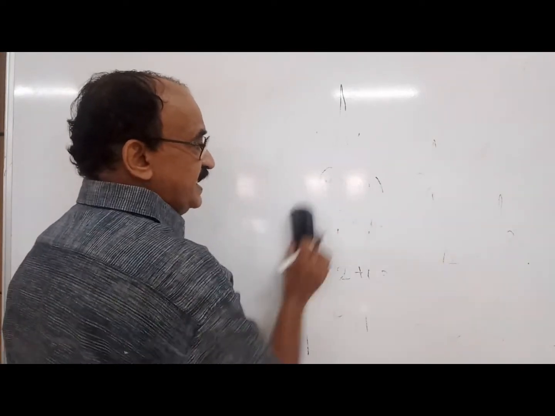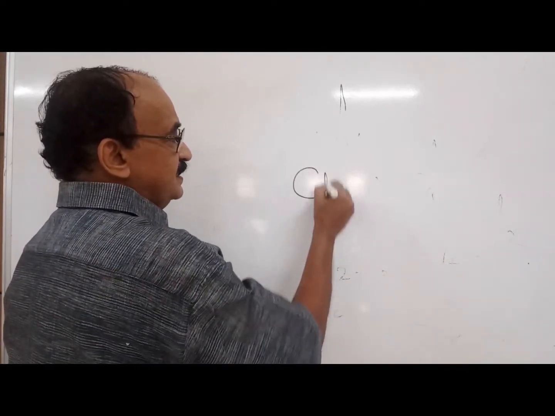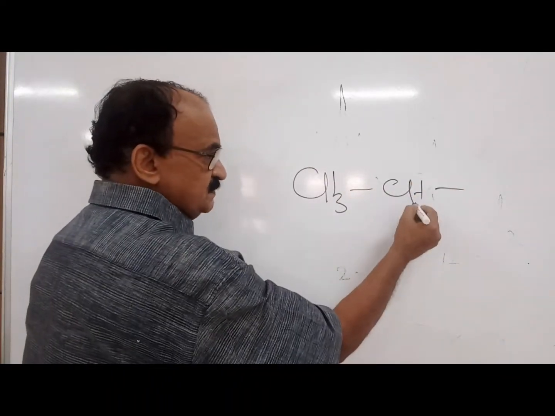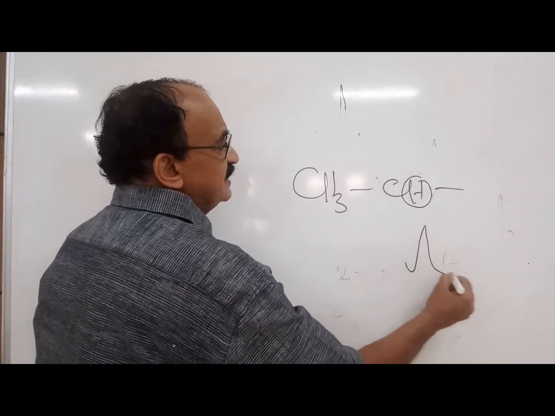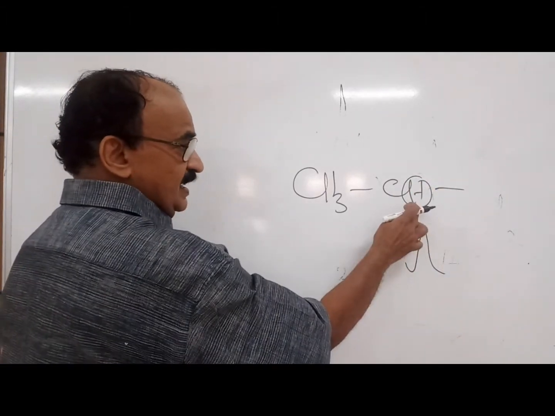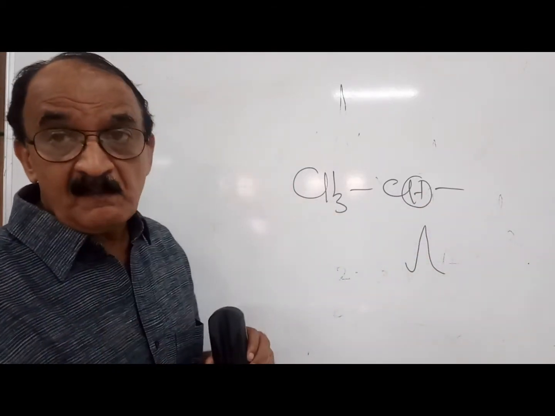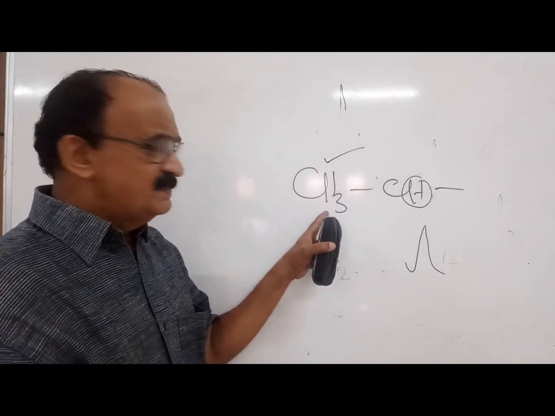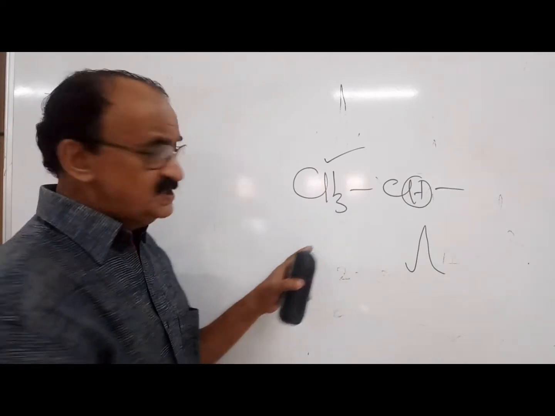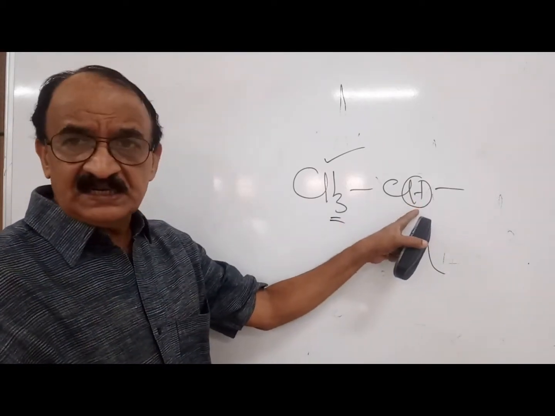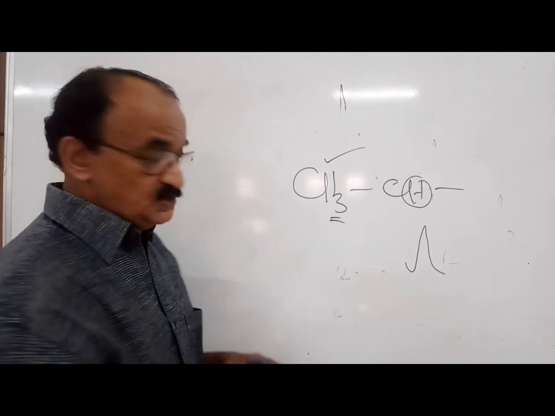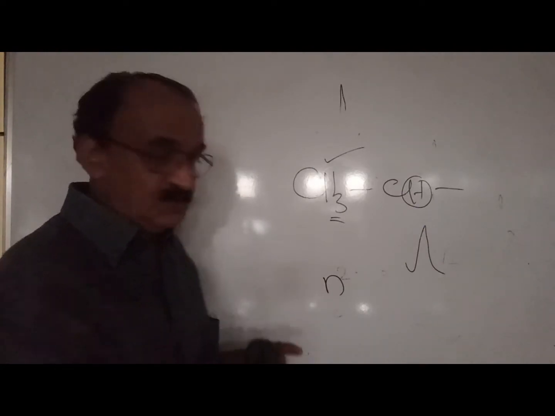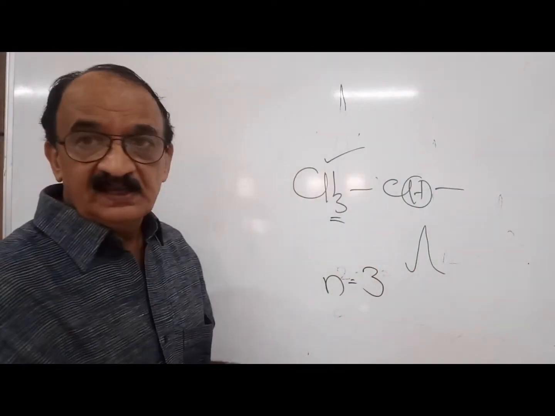Consider again this CH3-CH system. In the CH3CH system, the CH proton gives a signal in low resolution. This signal will be disturbed by the presence of neighbors. How many neighbors does this proton have? 3 protons. So as far as this proton is concerned, there are 3 neighbors. So what is the n value? n is the number of neighboring protons, so n is equal to 3.